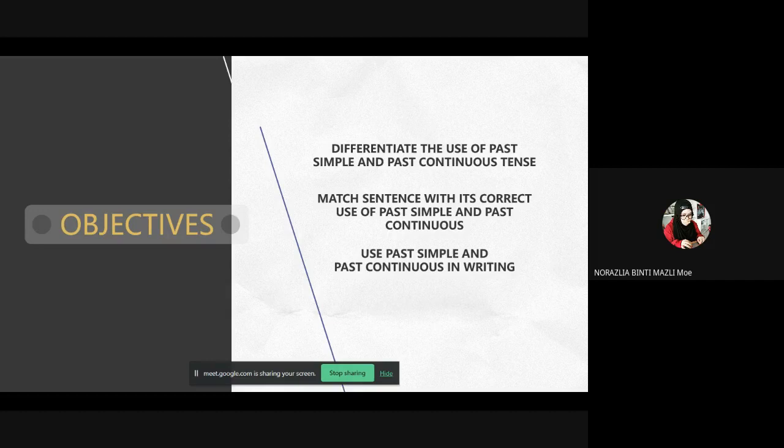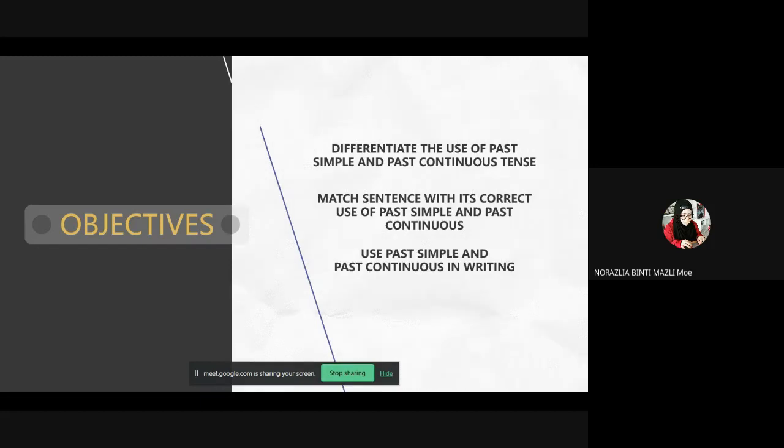Okay, second, you have to match sentence with its correct use of past simple and past continuous. Maksudnya apa? Maksudnya later we are going to learn about the usage. Why do we need to use past simple and also past continuous? Okay, so we are going to match it later. And last one would be to use past simple and past continuous in writing.